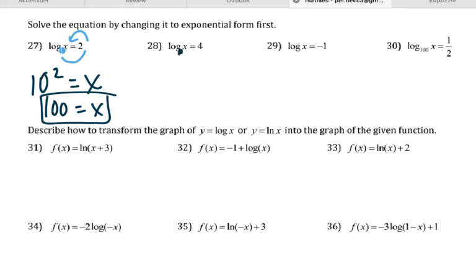Same thing, there's a 10 there. Base, go around. 10 to the 4th equals x. 10 to the 4th, we just said, is 10,000.